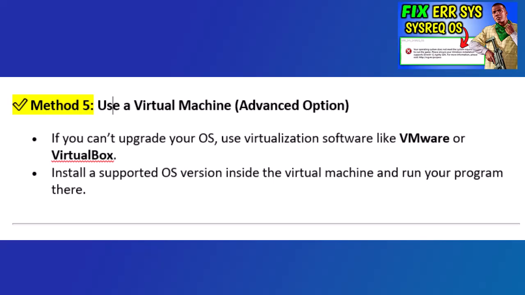Method 5. Use a virtual machine, advanced option. If you can't upgrade your OS, use virtualization software like VMware or VirtualBox. Install a supported OS version inside the virtual machine and run your program there.